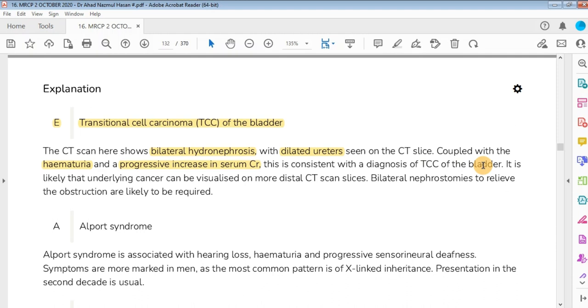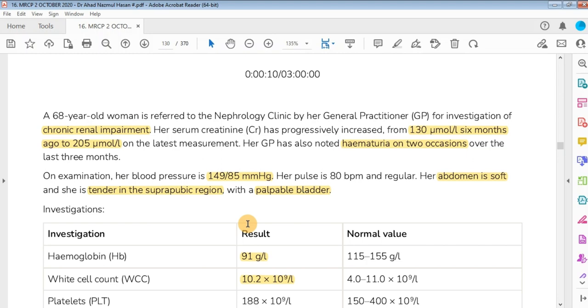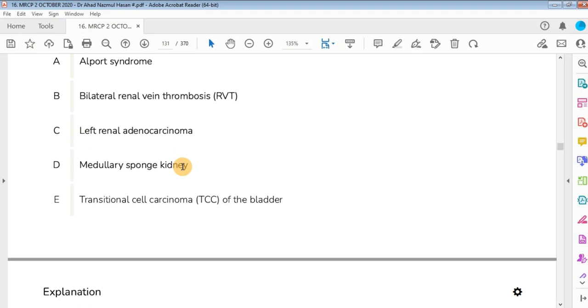It is likely that the underlying cancer can be visualized on more distal CT scan slices. Bilateral nephrostomies to relieve the obstruction are likely to be required. So if the age of the patient is greater than 55 and comes up with recurrent hematuria, always go for screening for transitional cell carcinoma. And transitional cell carcinoma is often associated with bilateral hydronephrosis.